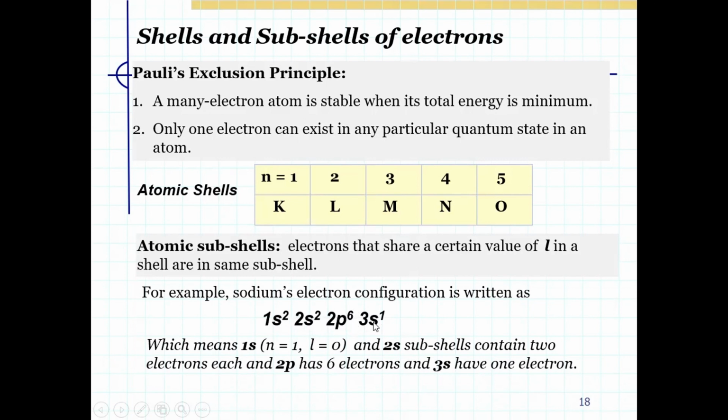Now the 11th electron is in the 3s state, and another choice is available for the s, either the up or the down electron. So it means that we have covered the 1s, n equal to 1, l equal to 0, and 2s subshells that contain 2 electrons each. The 2p subshell will have 6 electrons, and 3s will have 1 electron, and the total will be 11 electrons for sodium.